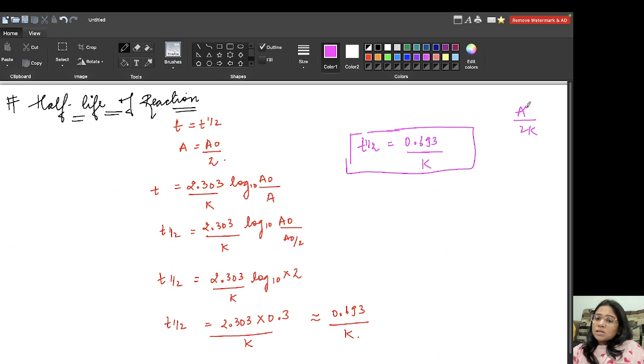So in zero order reaction, it was depending upon the concentration of A, right? But here in first order reaction, it does not depend upon the concentration. Okay? Does not depend upon the concentration. So now half-life you have done.